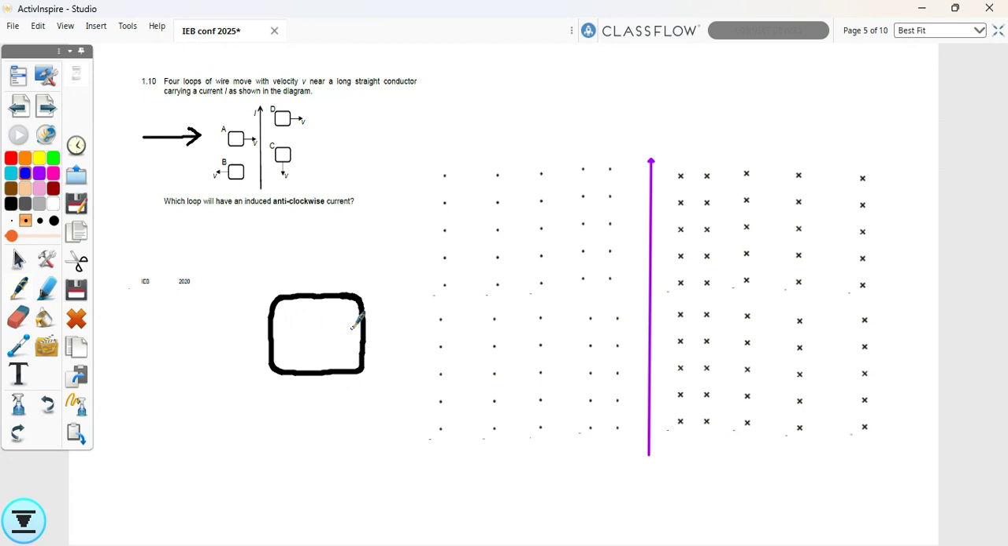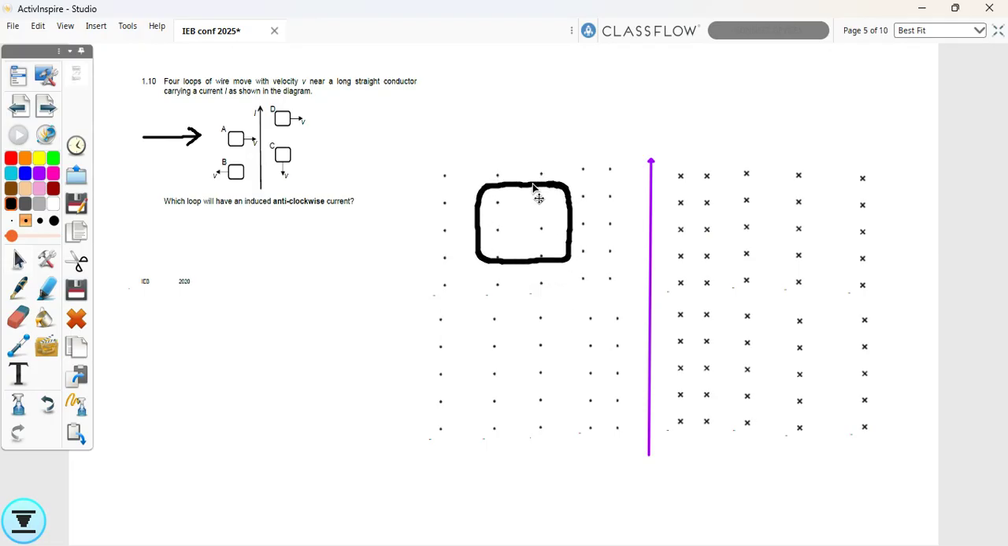So how can I counteract that using Lenz's law? Then we're going to make some dots, and you can point your thumb out of the page, and in that one we can now see that we have an anti-clockwise current. Let's just do C.